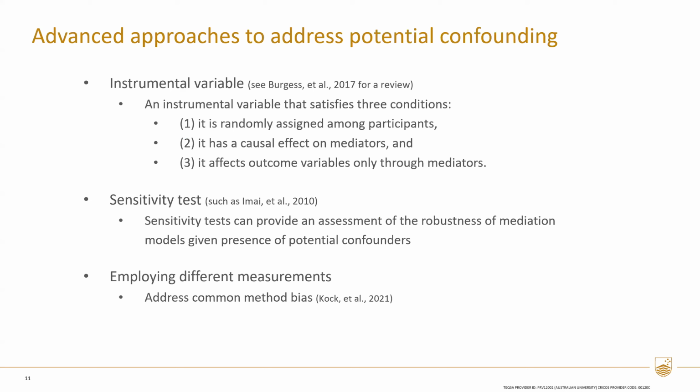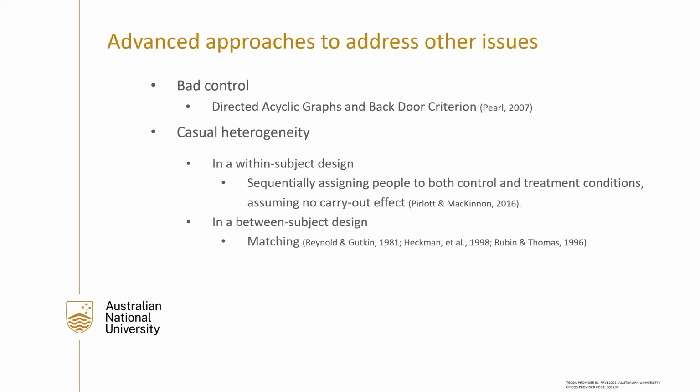In addition, we can also use sensitivity tests to help us estimate the robustness of our mediation relationships at different levels of confounders. And we can also use different measurements to avoid common method bias. Regarding the bad control problem, we can use directed acyclic graphs and the backdoor criterion to guide our decisions on which variables to control for. And for causal heterogeneity, we can use mediation.